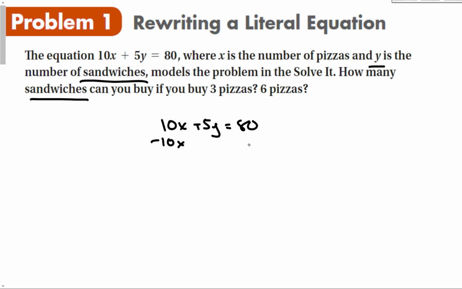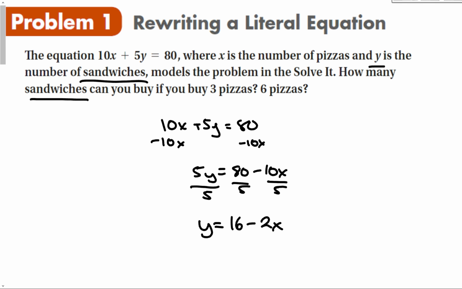So the first thing I'm going to do is subtract 10x from both sides. But you can't subtract 10x from 80 because they're not like terms, so all I can do is leave them separated. Now I can divide everything by 5, everything, and I get y is equal to 16 minus 2x. Now I have an equation that's y equal to something, sandwiches equal to something, and it becomes a little bit easier to figure out what y is when x is 3.